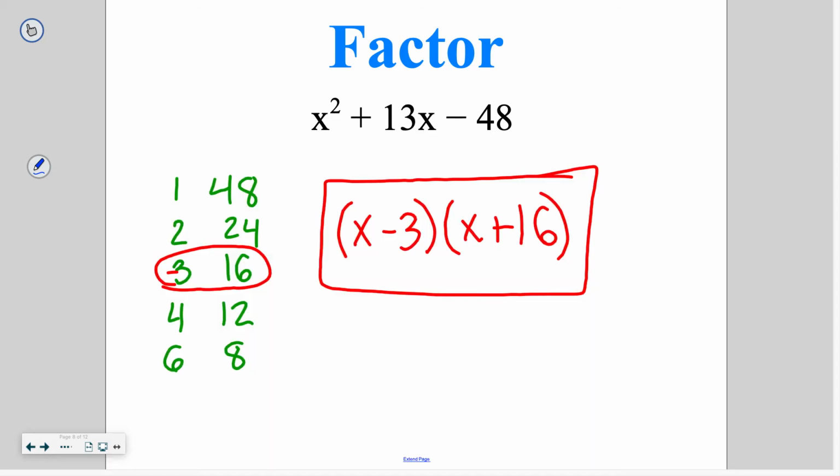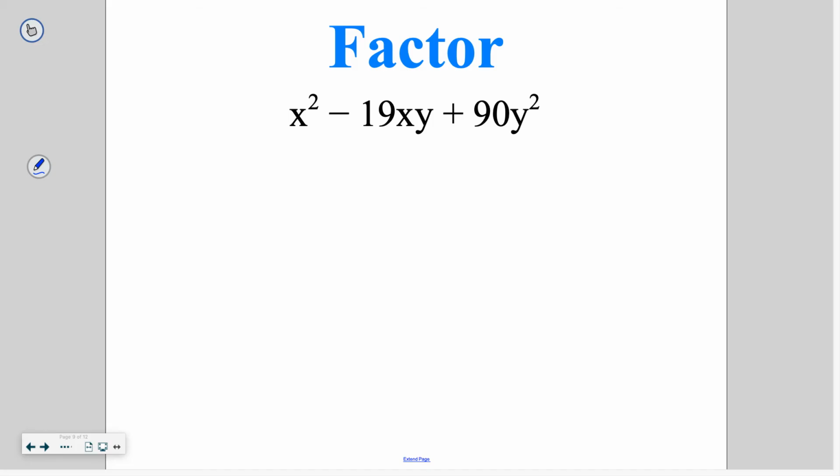Things that multiply up to 48 are listed over here. The ones that we can add or subtract to 13 is negative 3 plus 16. Again, you can write it in either order, and you could flip-flop that to plus 16 first and minus 3 second. Last scenario I'm going to talk about is what happens if there is more than one variable.